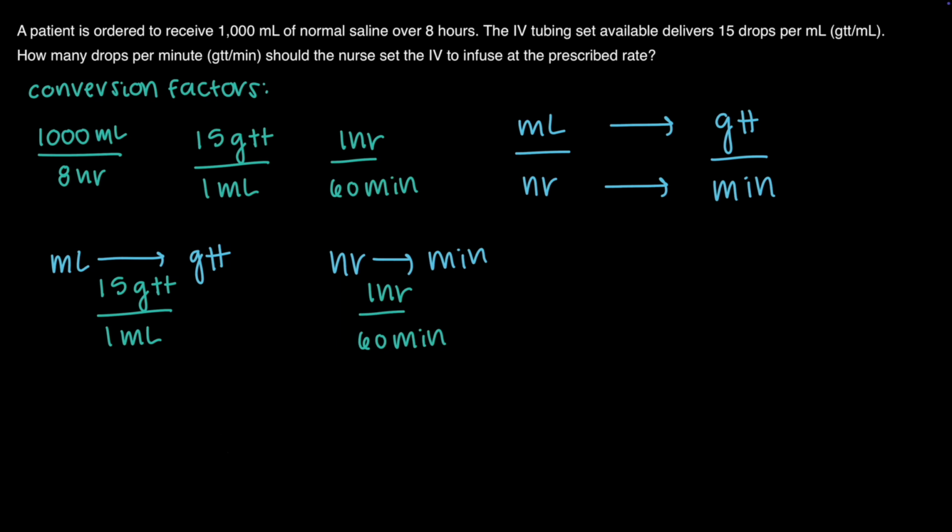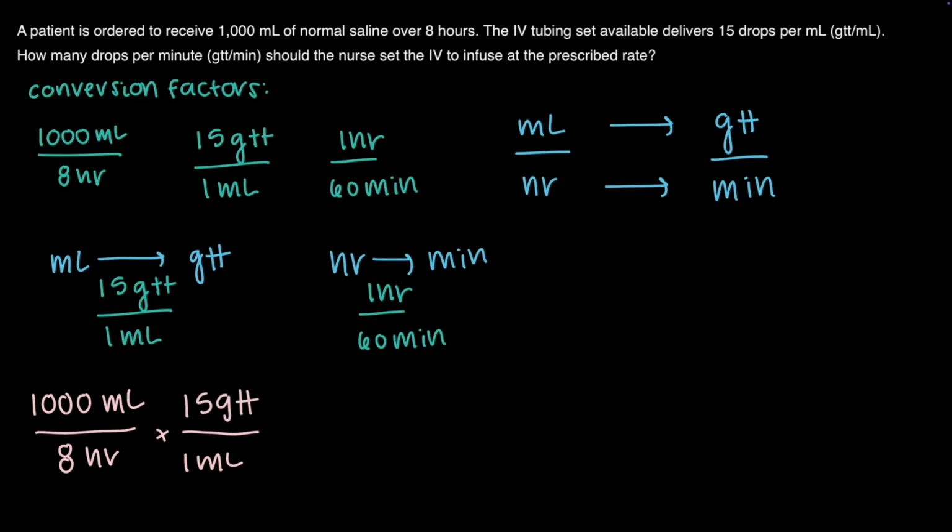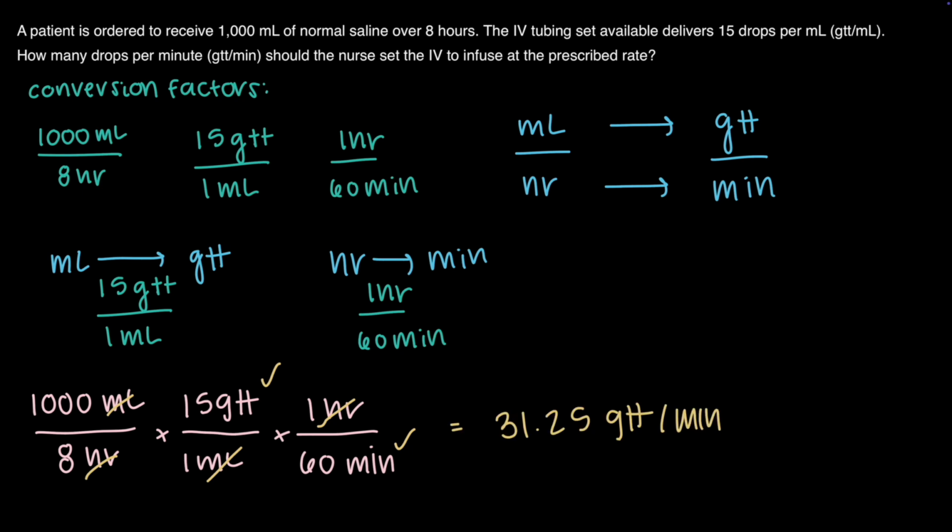Starting with the given value of 1,000 milliliters per 8 hours, I will write 1,000 milliliters over 8 hours. In the next fraction, I will put 1 milliliter on the bottom and 15 GTT on the top. In the next fraction, I will put 1 hour on the top and 60 minutes on the bottom. We will make sure that all units cancel out, so hours cancel out and milliliters cancel out, leaving us with GTT per minute. Multiplying and dividing all values, we get approximately 31.25 GTT per minute.